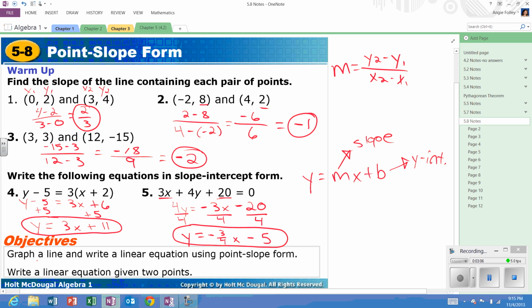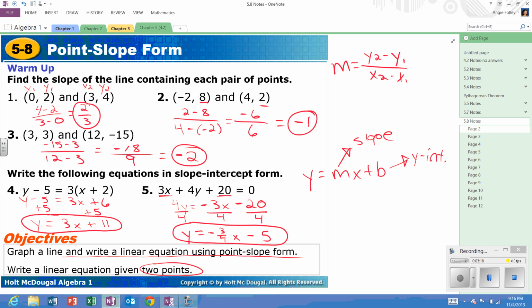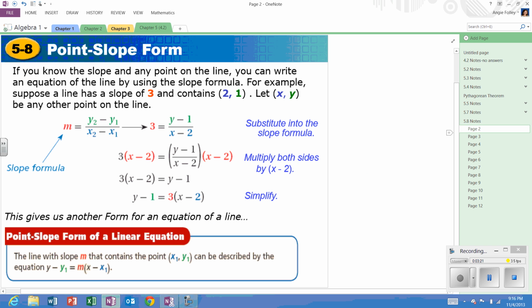Okay, so today we're going to look at graphing a line and writing a linear equation using something called the point-slope form. And then also finally we're going to look at writing a linear equation if we're just given 2 points on a line. So here's the deal with the point-slope form.